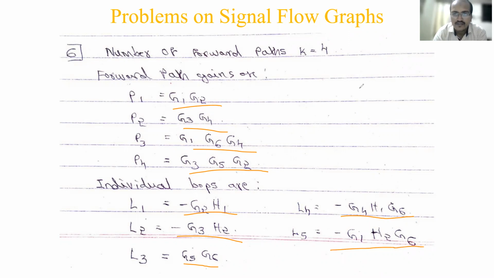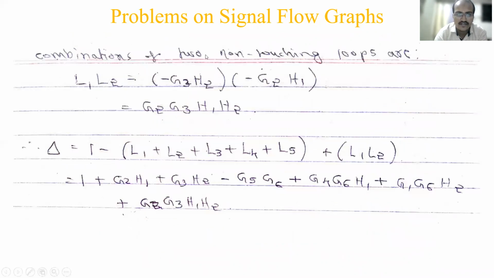Now the 2 non-touching loops are here, L1 and L2. Okay, so these are non-touching loops. If you multiply these two, minus minus becomes plus. So it is G2, G3, H1, H2. That's written over here. The 2 non-touching loops are L1, L2. If you multiply that, you will get this answer.